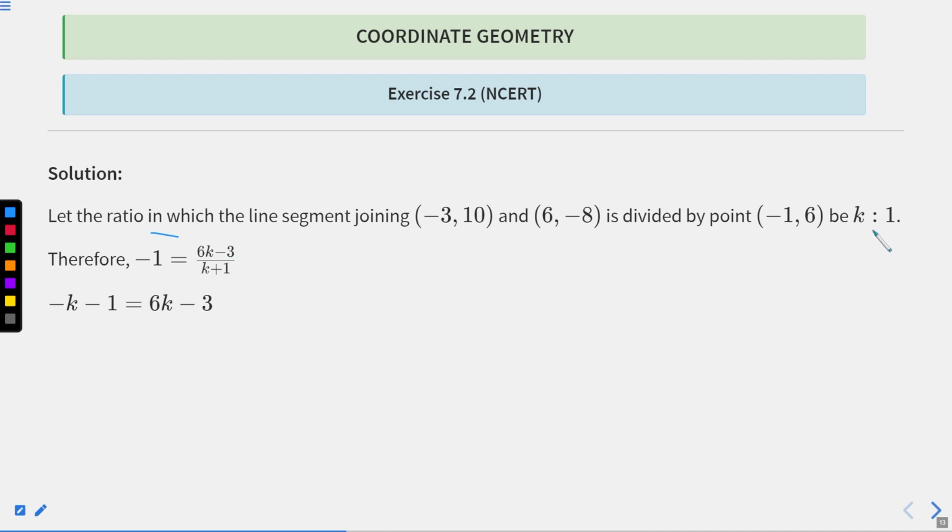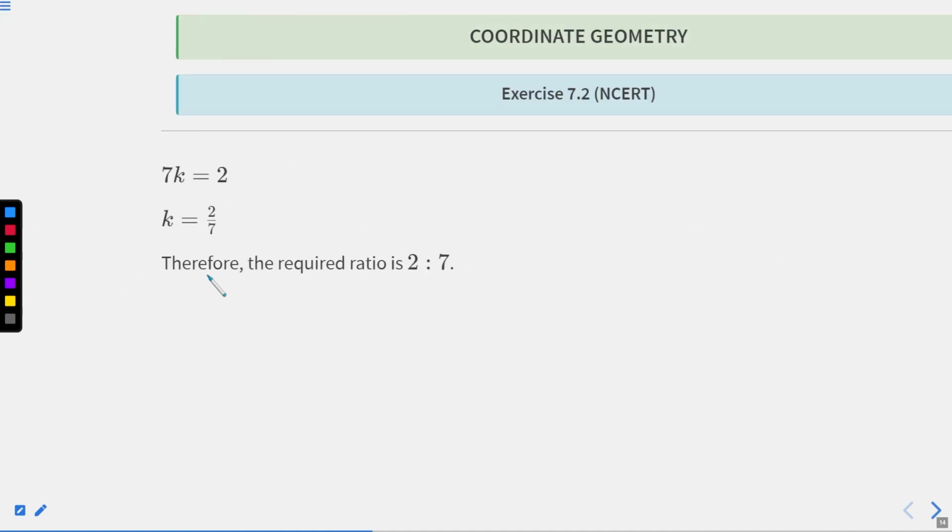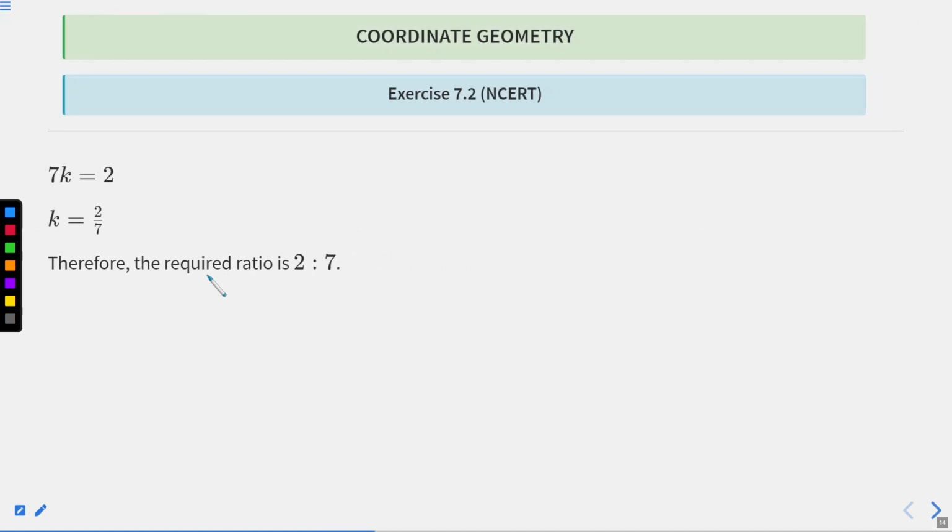We let the ratio be k is to 1, and now by using the section formula in the ratio k is to 1, -1 is equal to (6k minus 3) divided by (k plus 1). If we simplify it, then -k minus 1 is equal to 6k minus 3, which implies 7k is equal to 2, and it implies k is equal to 2 by 7. Therefore the required ratio is 2 is to 7.